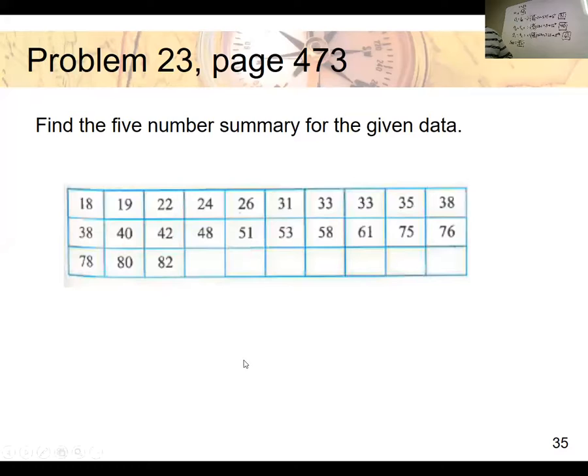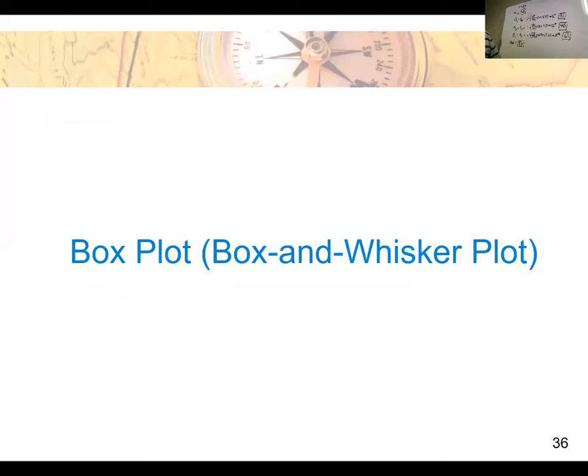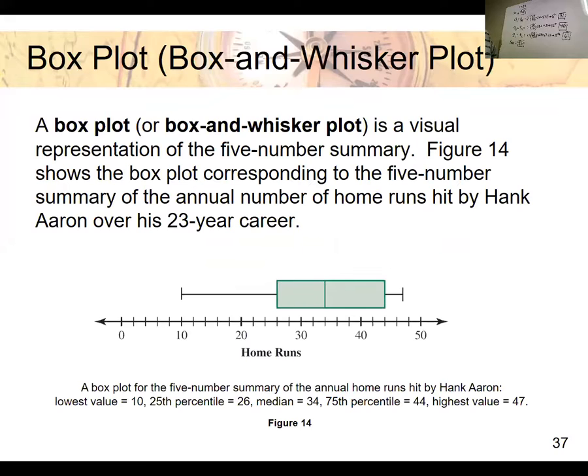All right. So now the next thing we'll look at is taking this 5-number summary and constructing what they call a box plot, or in some cases, a box and whisker plot. A box plot is a visual representation of the 5-number summary. And in this figure that you see here, it shows a box plot corresponding to the 5-number summary of the annual number of home runs hit by Hank Aaron over his 23-year career.